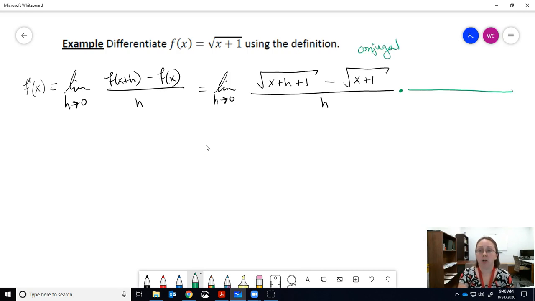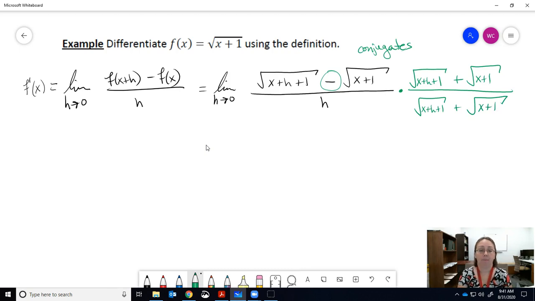So remember, when you do conjugates, it's the term in the middle that you change between the terms, or the sign between the terms. So we have the square root of x plus h plus 1 plus the square root of x plus 1. We're conjugating the top to try and get the square roots to disappear. Whatever you do to the top, you have to do the same thing to the bottom. You conjugate the one with the square roots, and then you put the conjugate on top and bottom.